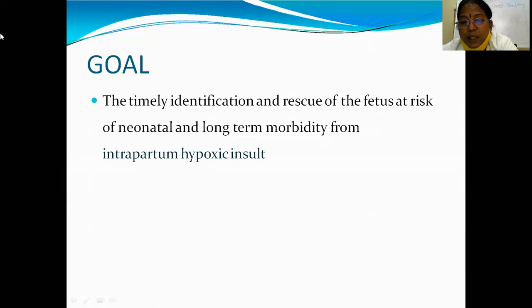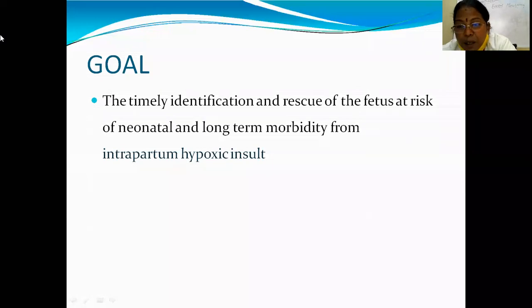So what is our goal? Our goal is timely identification and rescue of the fetus at risk of neonatal and long-term morbidity from intrapartum hypoxic insult. Why do we say before? The basis of this is that there are changes in fetal heart rate which happen before the actual insult to the brain. The fact that the changes in fetal heart rate due to hypoxia precede brain injury constitutes the rationale for fetal heart rate monitoring.